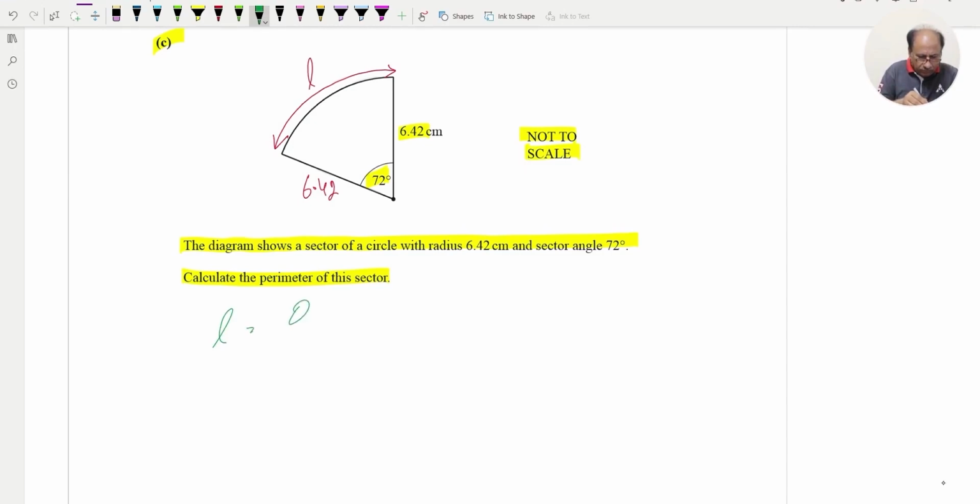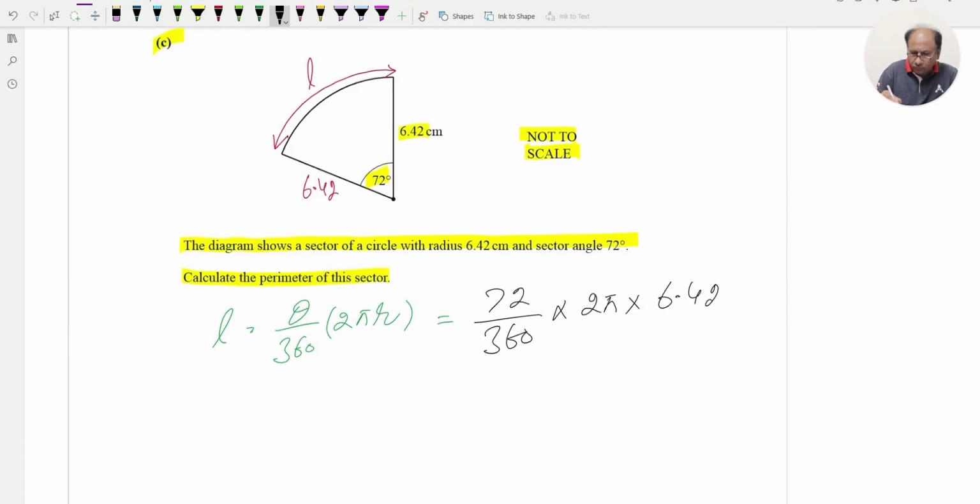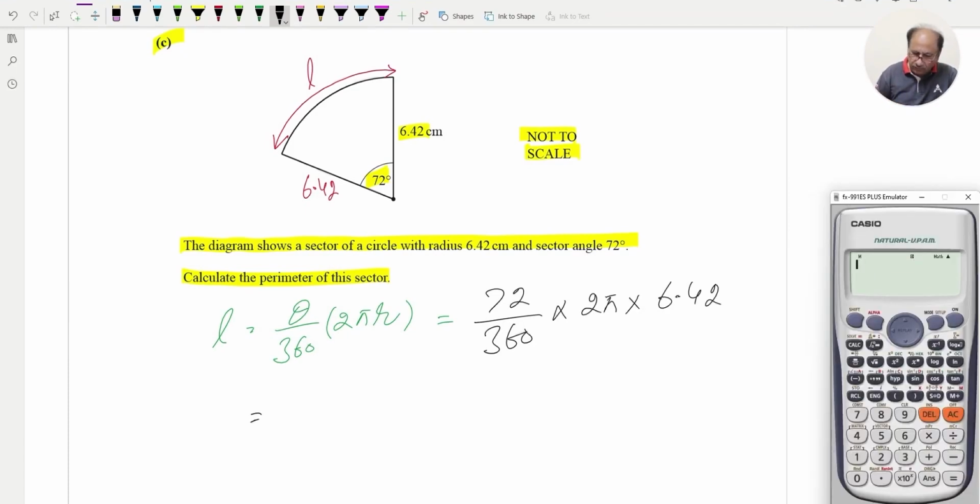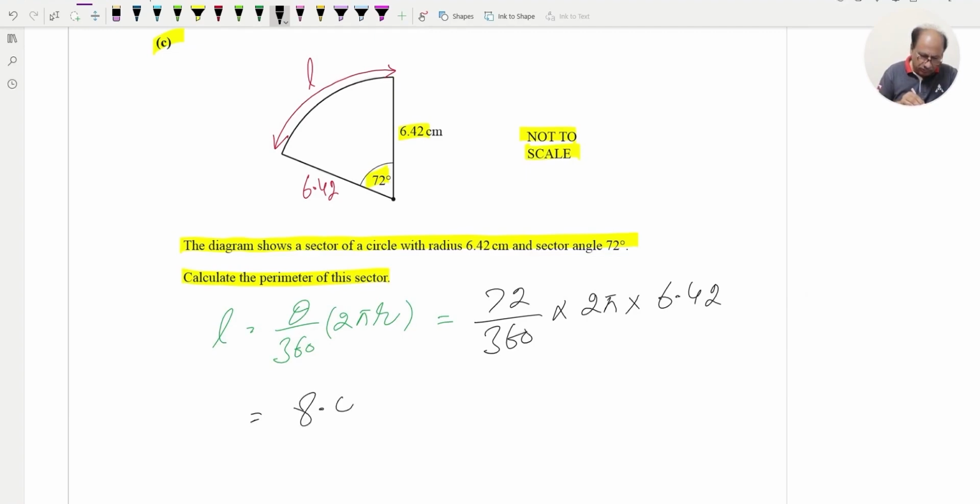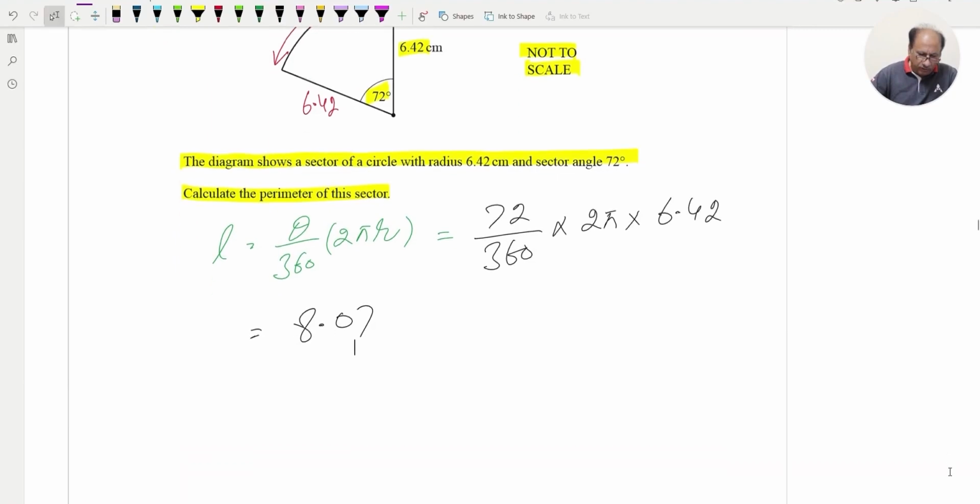which we are representing by L, and the formula for arc length is theta over 360 into 2 pi r. This is the formula which we'll be applying. Theta is 72, so 72 over 360 multiplied by 2 pi, and r is 6.42. We can calculate this with the help of a calculator: 72 divided by 360, multiplied by 2 pi and multiplied by 6.42, and this is equal to 8.0. They are saying we can provide three significant figures, so 8.07. Further, we have to find the perimeter.